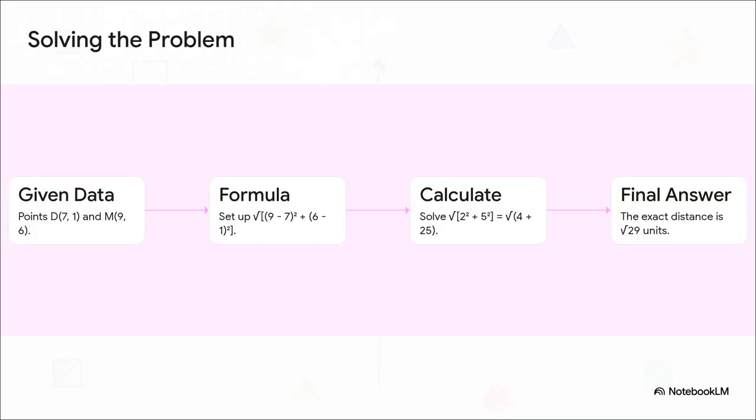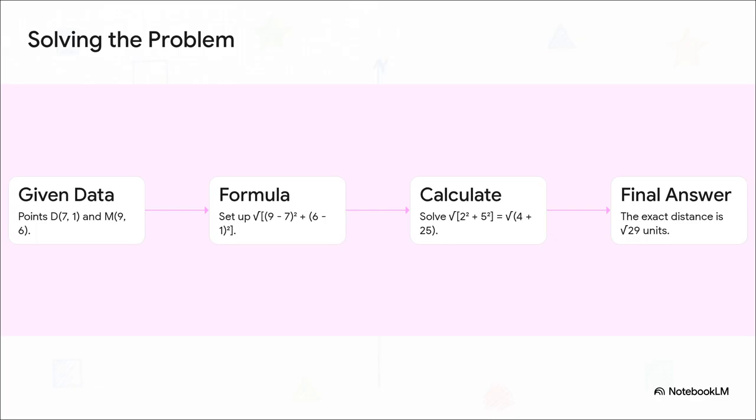Okay, let's work it out methodically. Our given data is exactly as stated. D is our first point, x1, y1. And M is our second point, x2, y2. Next, we use our distance formula, which is the square root of x2 minus x1 squared plus y2 minus y1 squared. Let's plug in those numbers.